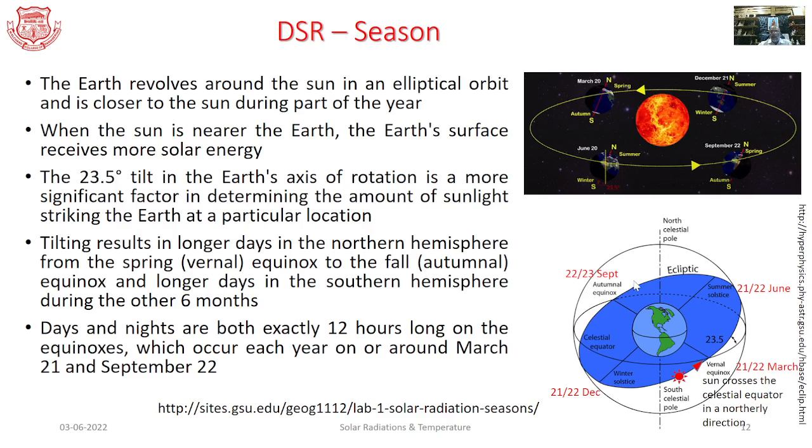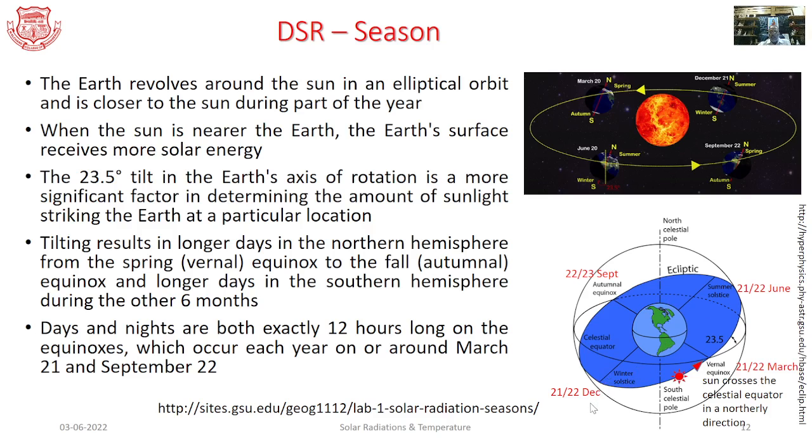As the poles are not receiving the sun overhead, on this day there will be 24-hour daylight in the northern hemisphere, whereas there will be 24-hour darkness in the southern hemisphere.